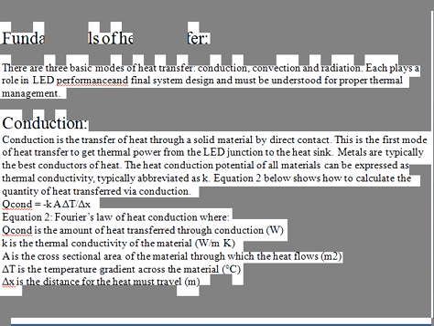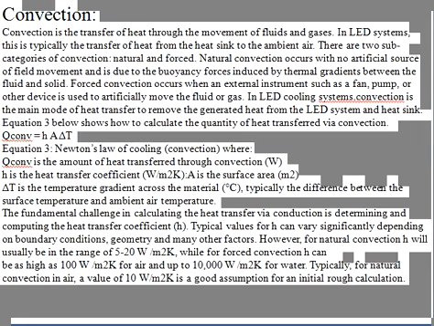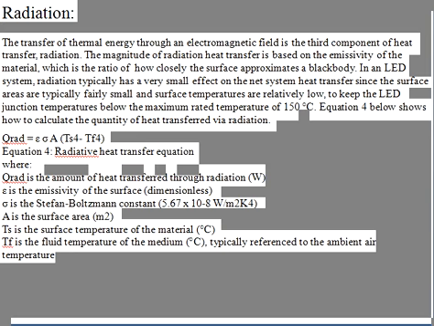First of all, what is meant by conduction? Conduction is the transfer of heat through a solid material by direct contact. This is the first mode of heat transfer to get the thermal power from the LED junction to the heat sink. Metals are typically the best conductors of heat in LEDs. Convection is the transfer of heat through the momentum of fluids and gases in the LED system. This is typically the transfer of heat from the heat sink into the ambient air. And this is radiation, the transfer of thermal energy through an electromagnetic field.